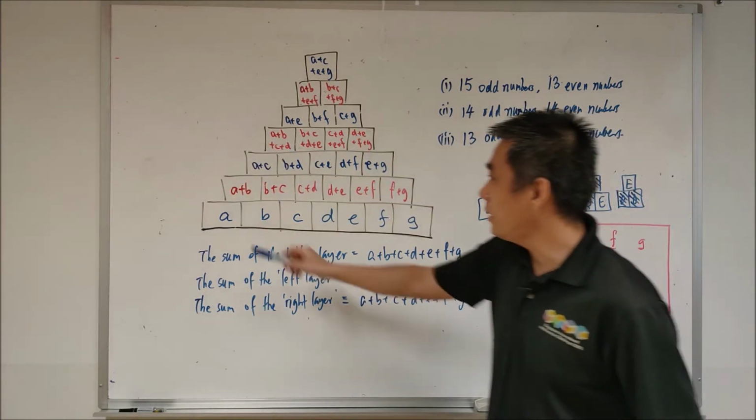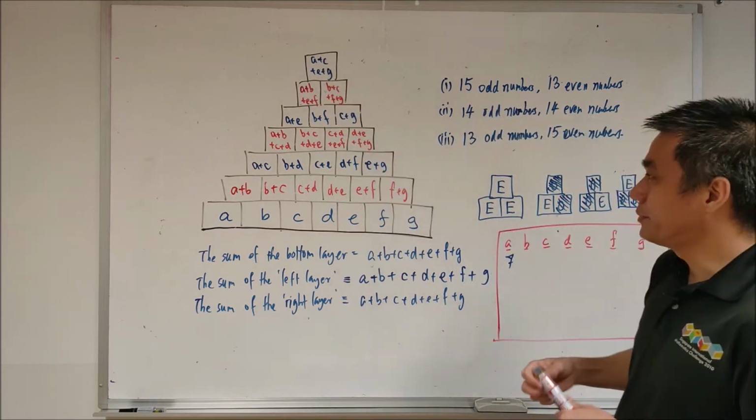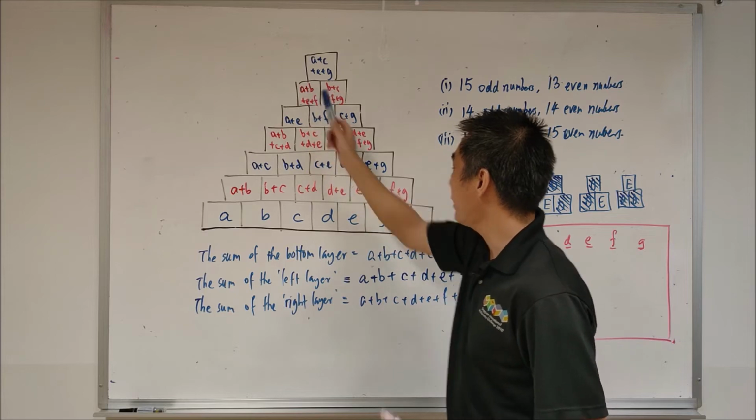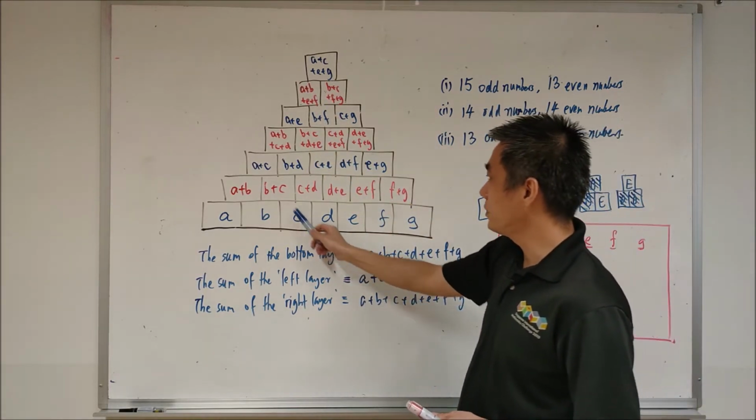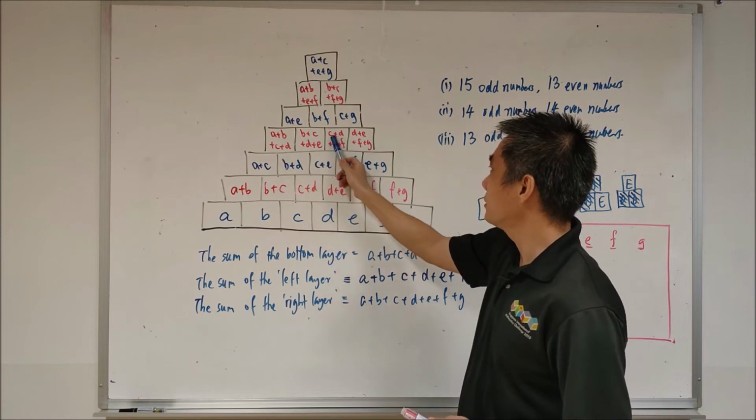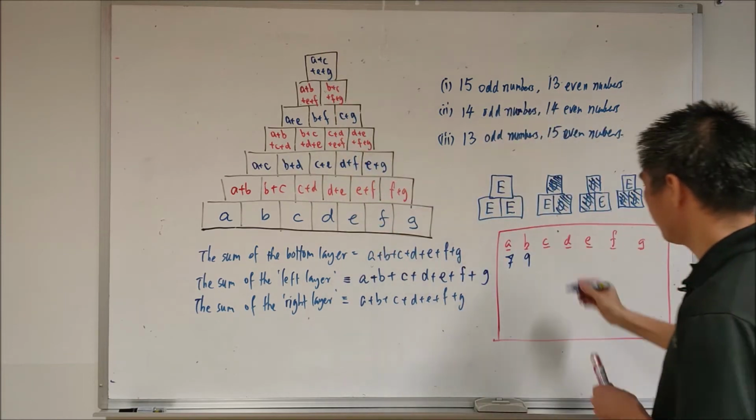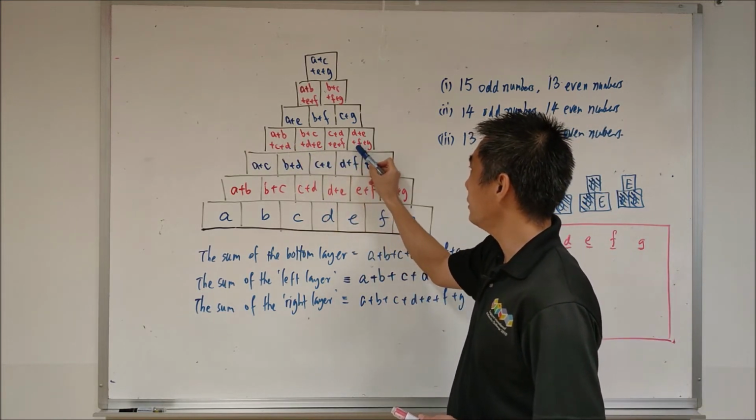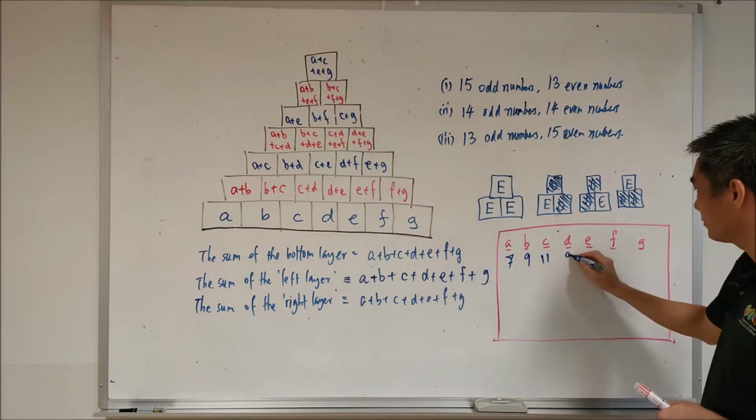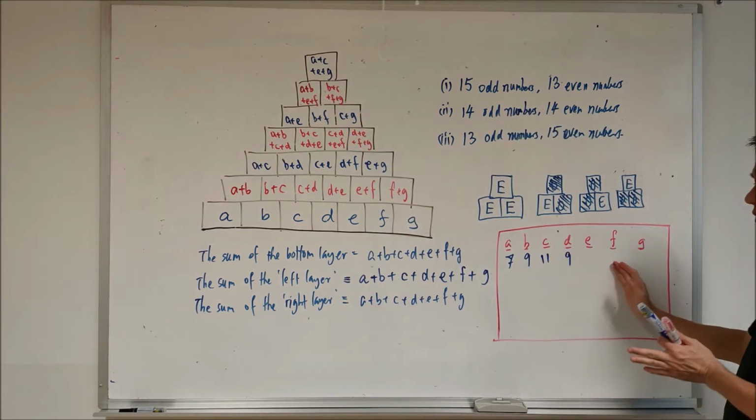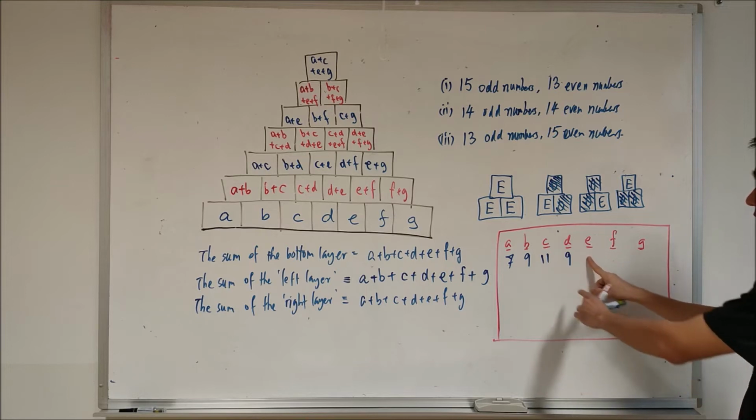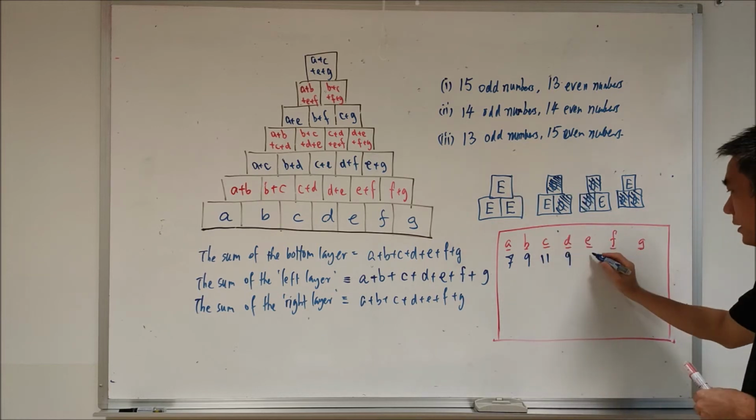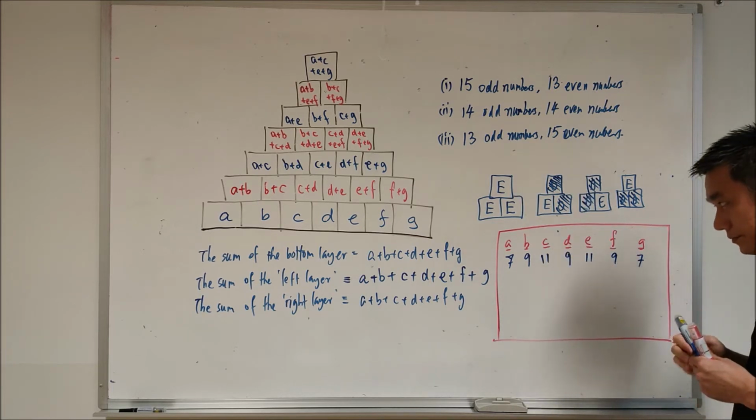Okay, so for A, there are 1, 2, 3, 4, 5, 6, 7. B, 1, 2, 3, 4, 5, 6, 7, 8, 9. C, 1, 2, 3, 4, 5, 6, 7, 8, 9, 10, 11. And for D, 1, 2, 3, 4, 5, 6, 7, 8, 9. Because of symmetry, we expect that the numbers here will be the same as 11, 9, and 7. You can go and count, and in fact it is 11, 9, and 7.